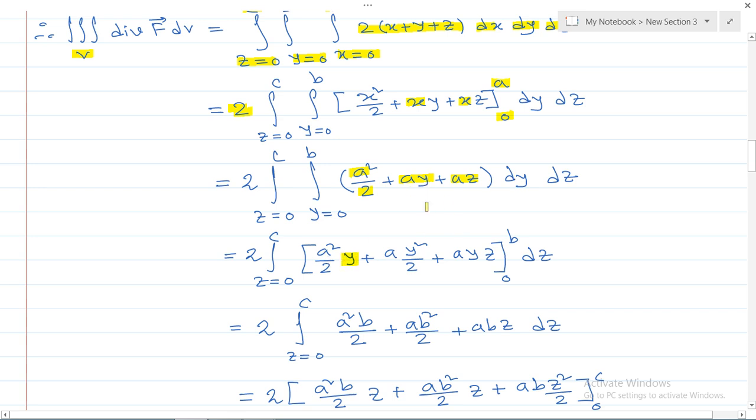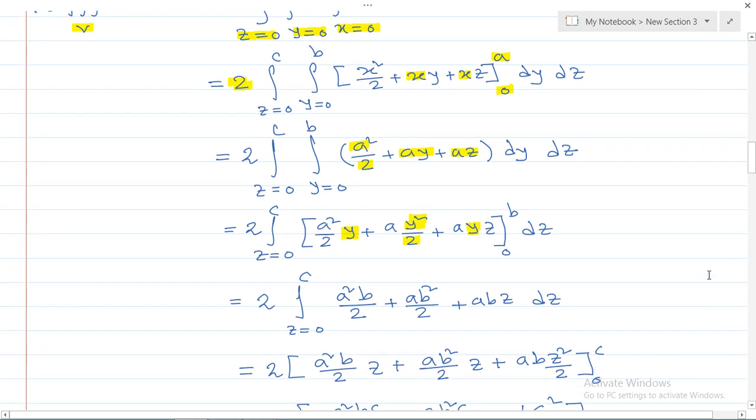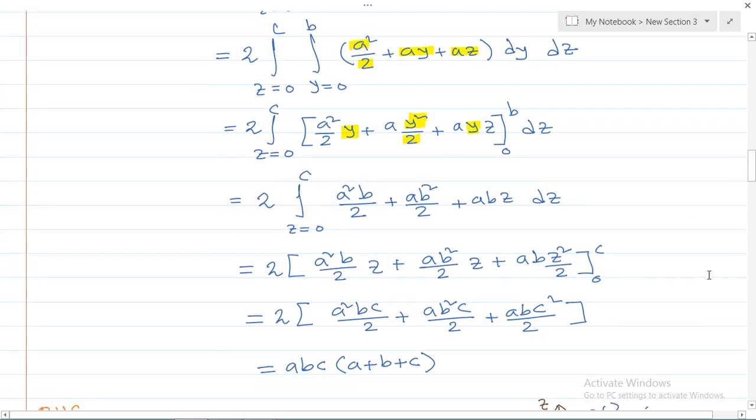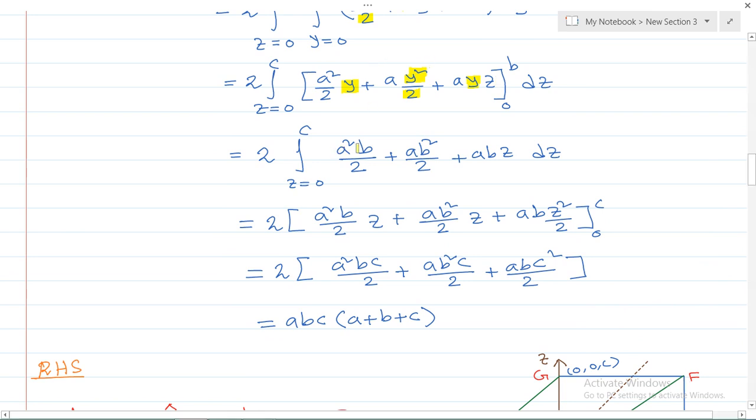A into y, y integration is y square by 2. A into z, az will be treated as constant, so only y will come. So the limit is 0 to b. We have to substitute the limit, wherever we see y, we have to put y equals to b, and we get the result as a square b by 2 plus ab square by 2 plus abz dz.